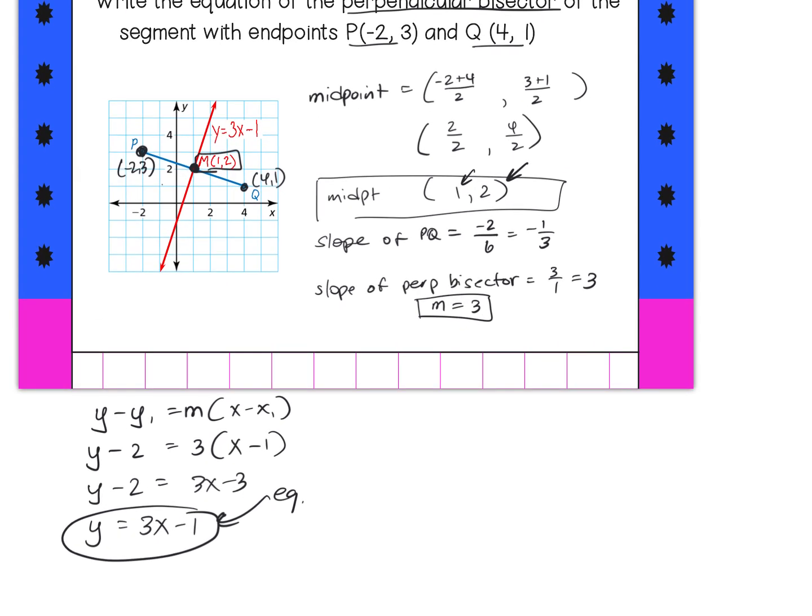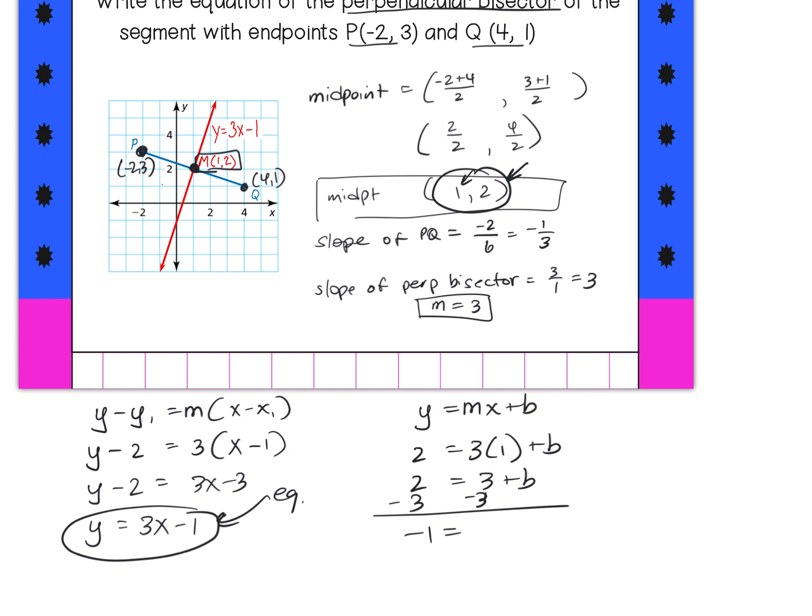You could also use the other formula, where remember, we did y equals mx plus b, and you could plug in the y and the x from the midpoint. Y is 2, m is 3, x is 1, and you can use that to find b. 2 equals 3 plus b, minus 3, and you get minus 1 equals b. So again, if you know m is 3 and b is minus 1, then the formula is y equals 3x minus 1, or mx plus b. Either way, that's how you find it.